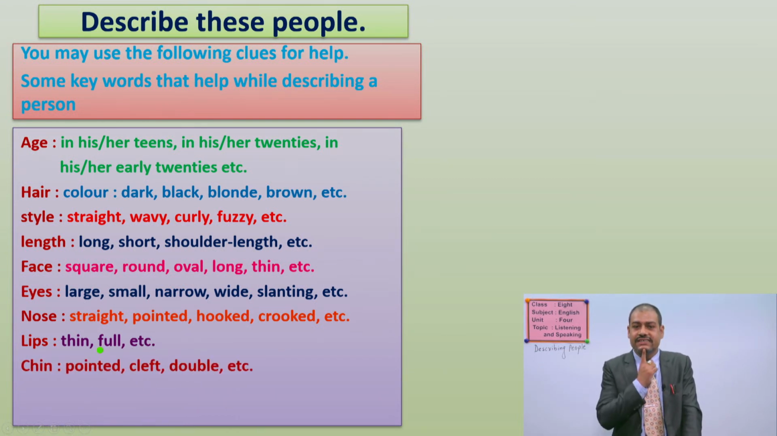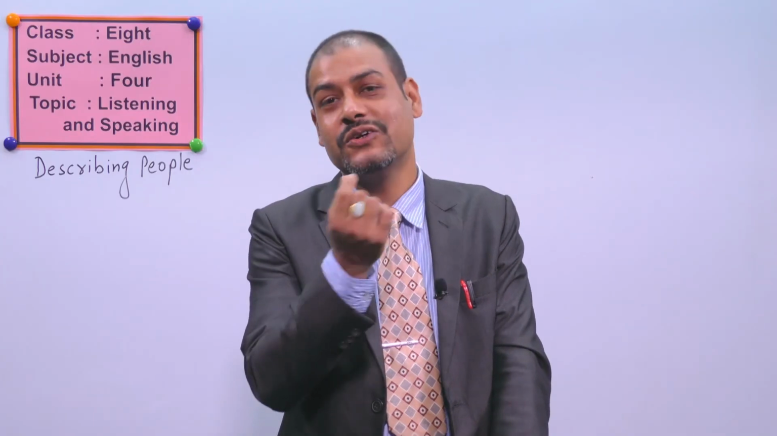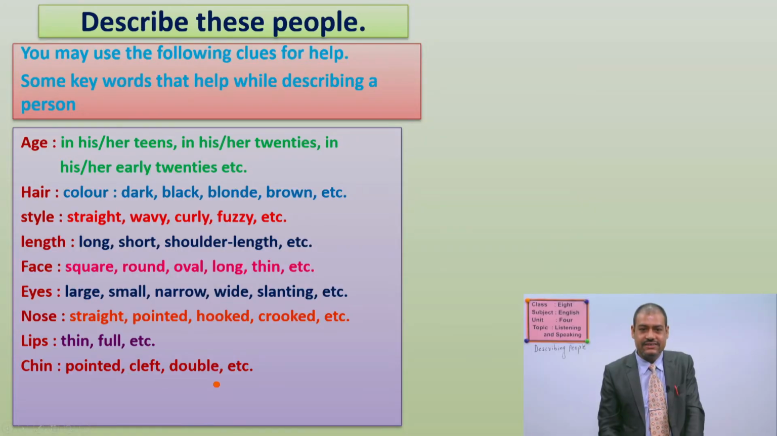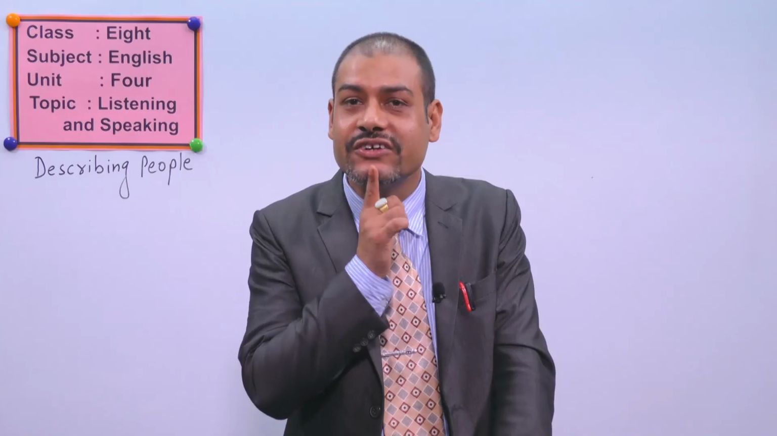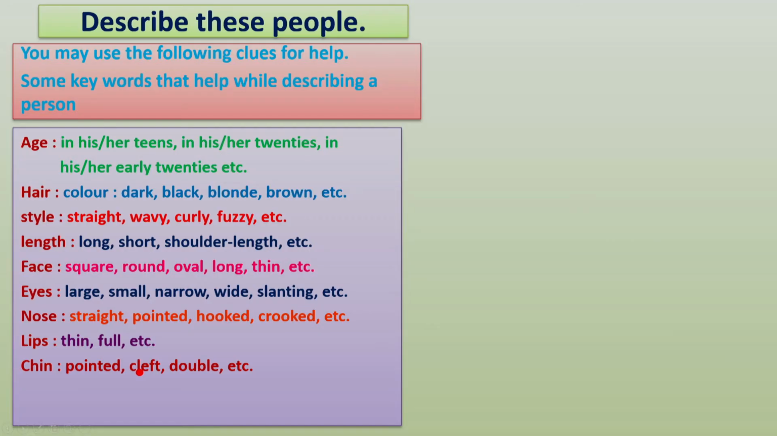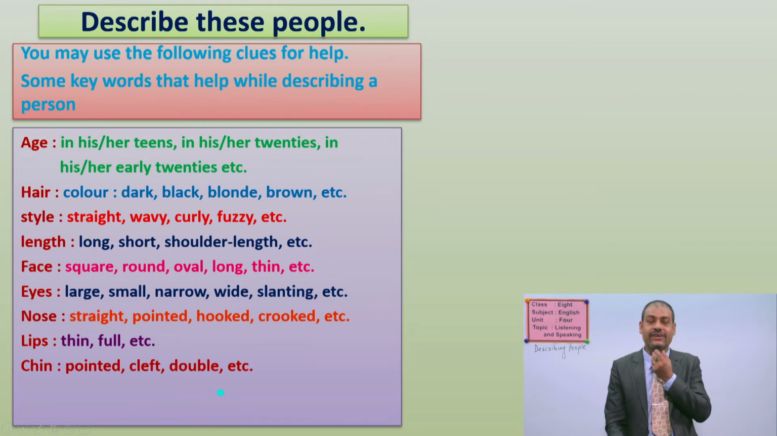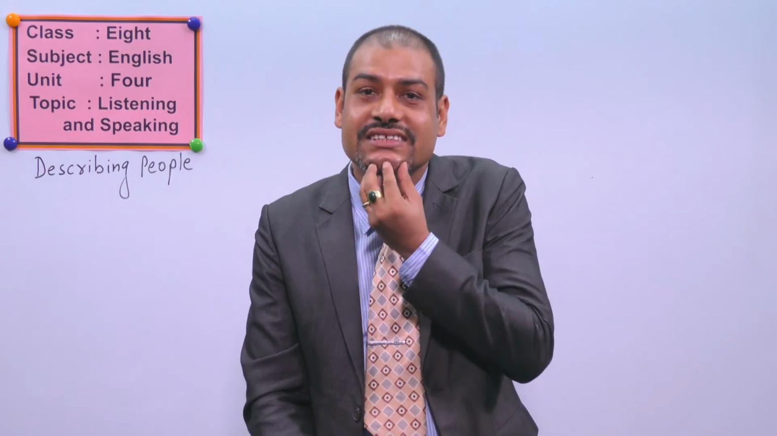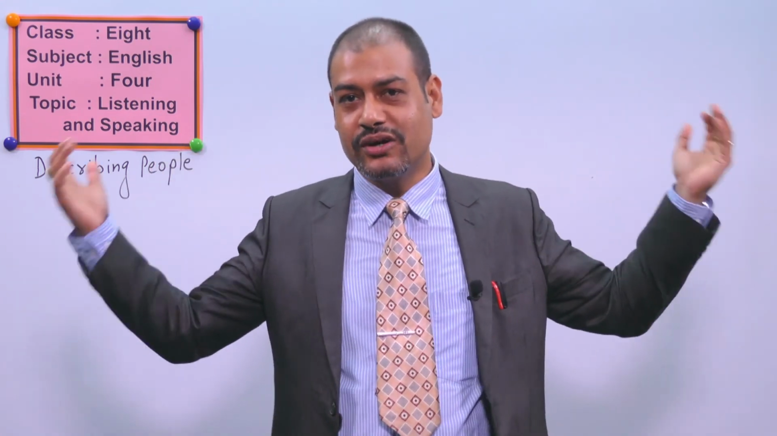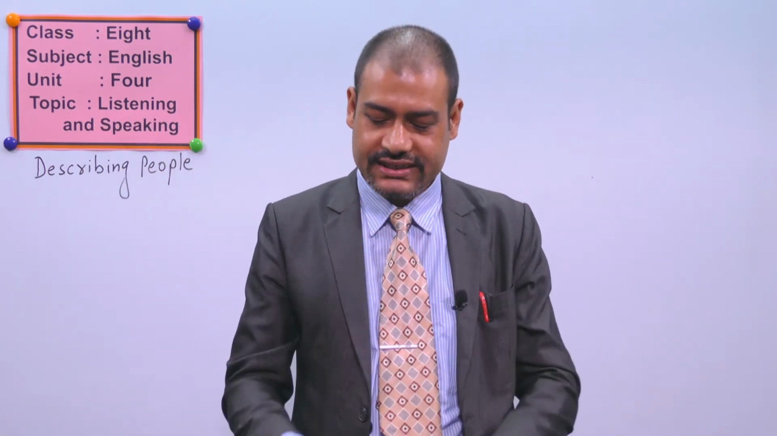Now chin. What type of chin do I have? See, how do you describe my chin? So see, pointed, cleft, double. I have a cleft chin, there is like a small dent. So it is cleft, like pointed, double. If this neck part is coming down, then for the chin, you can say double. So there are so many other terms to describe our chin, all right?